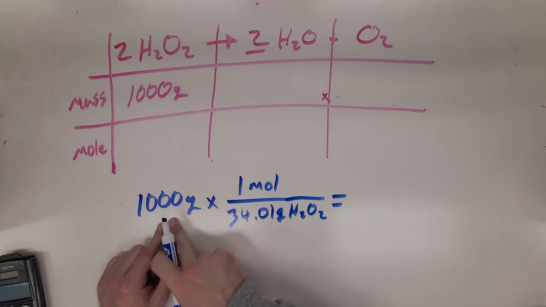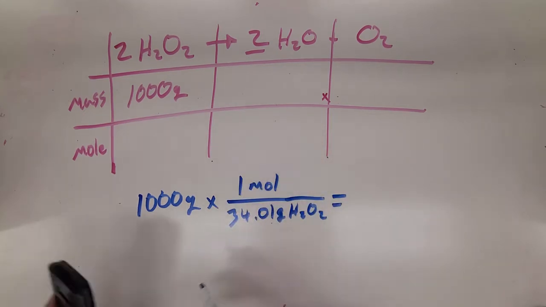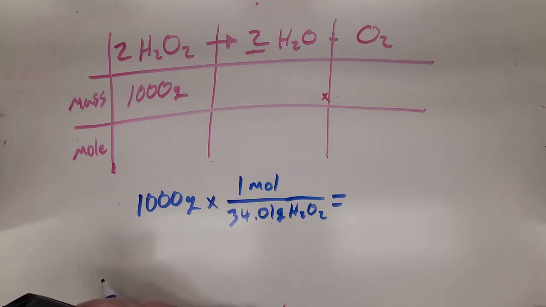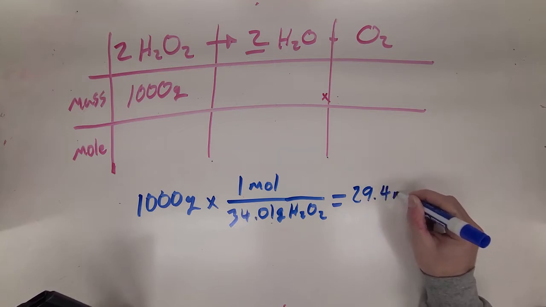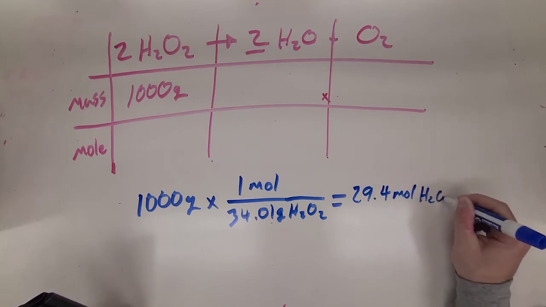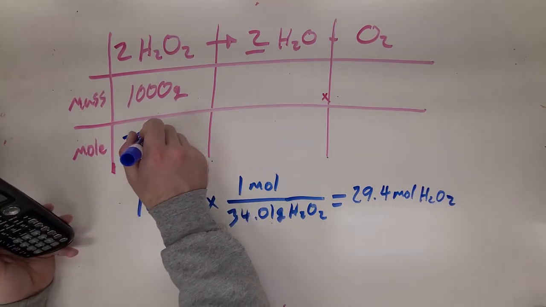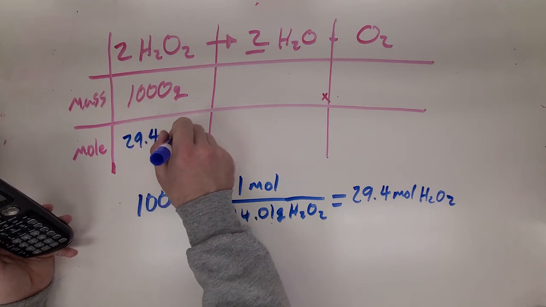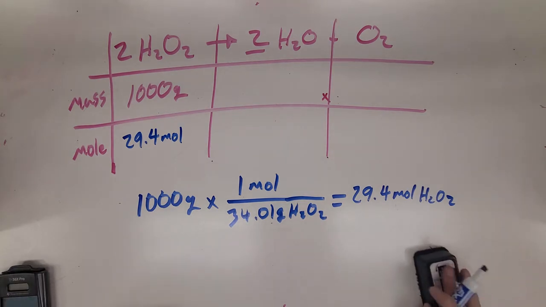When you do that, you go 1,000 times 1, that gets you a unit conversion factor of 1,000 over 34, so then you would just divide 1,000 by 34. So 1,000 divided by 34.01, that gets us to about 29.4 moles of H2O2. So we would put that right here, 29.4 moles of H2O2. This is a nice new marker.